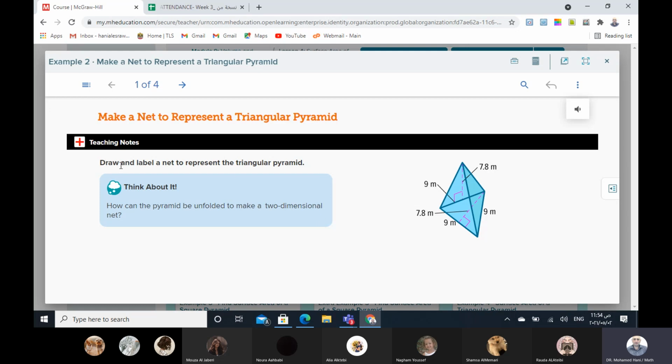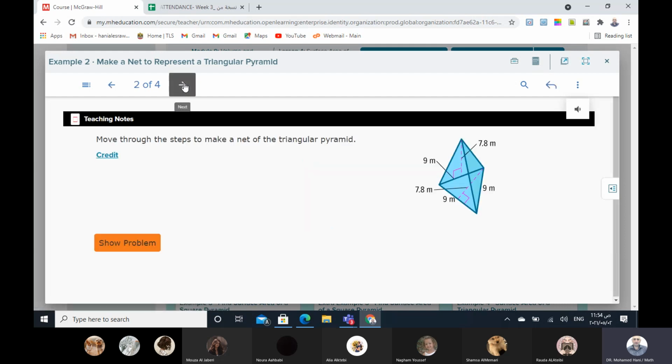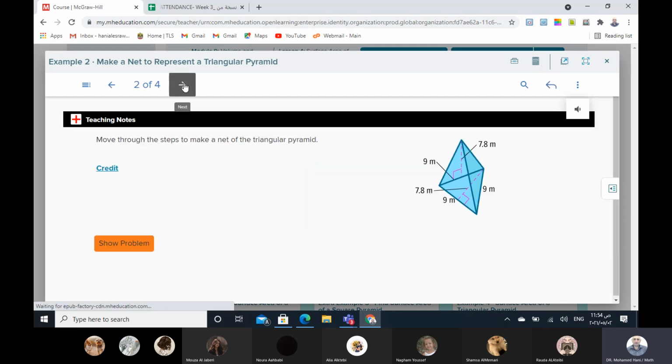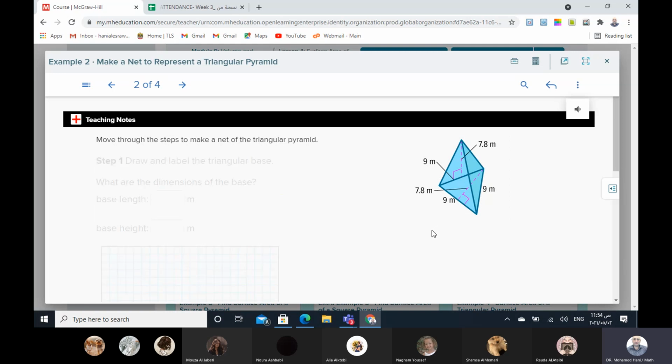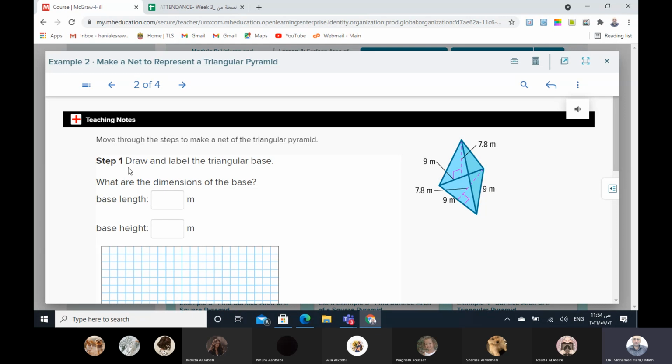Draw and label a net to represent the triangular pyramid. As you see here, we have a pyramid, and we want to draw and label its net. Right. Start from where? Always from the base. The base here will be what? A triangle. So draw and label the triangular base.